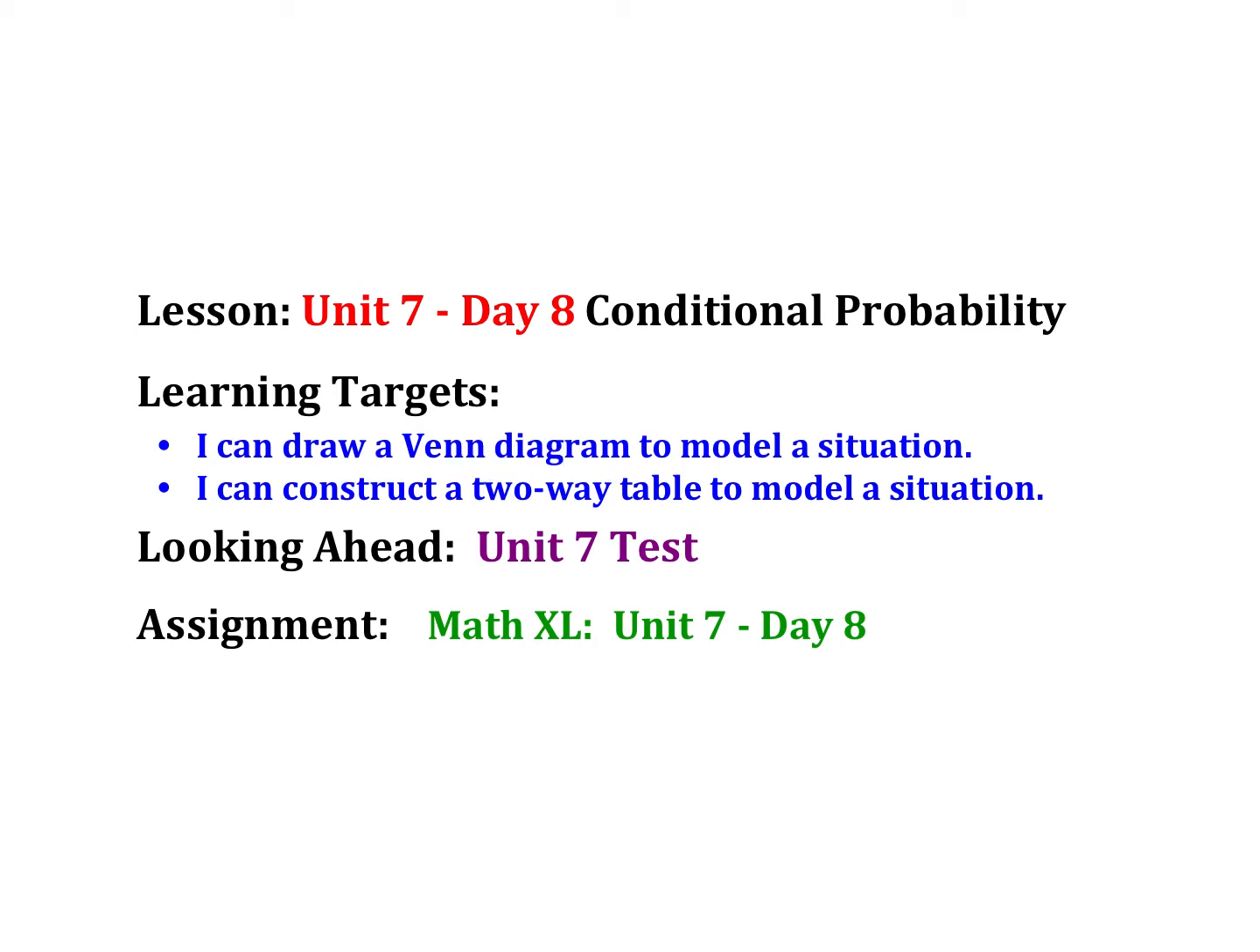In this video we're going to be talking about conditional probability with a Venn diagram. So Venn diagrams, in case we don't know, are diagrams of those overlapping circles. And we're also going to revisit having a two-way table or a contingency table.